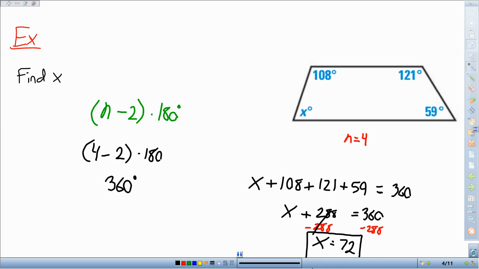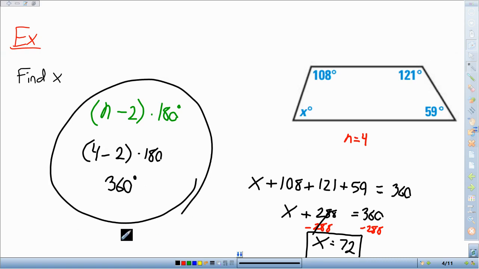Okay, this math is not really anything new. We've done this before. We did this with triangles, right? We added all 3 angles. We set it equal to 180 because that's what the 3 angles of a triangle add to. The only new thing on this was we had to figure out what the 4 angles of a quadrilateral add up to. This was the new step. The rest of this is just stuff we've done before.